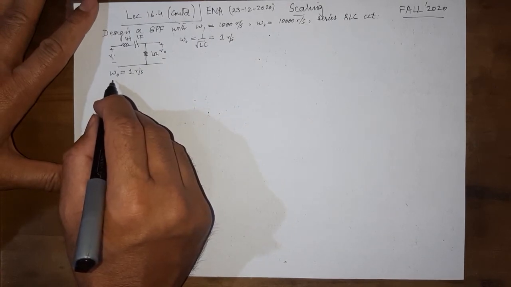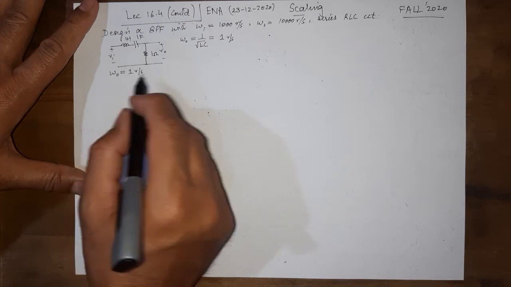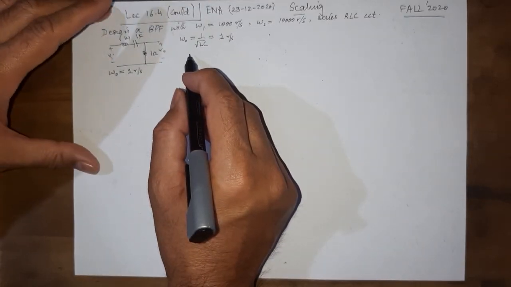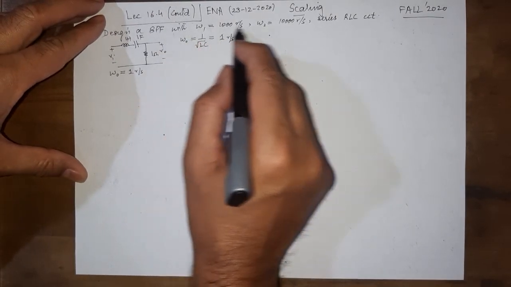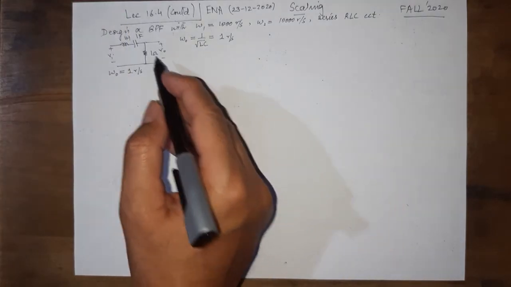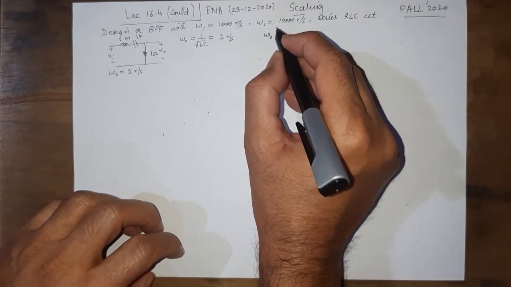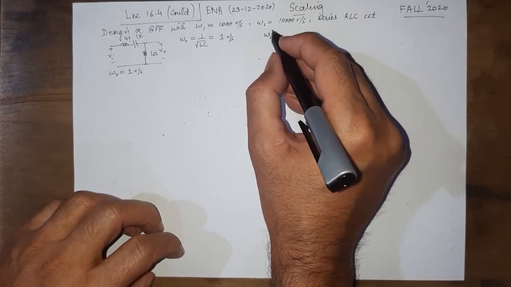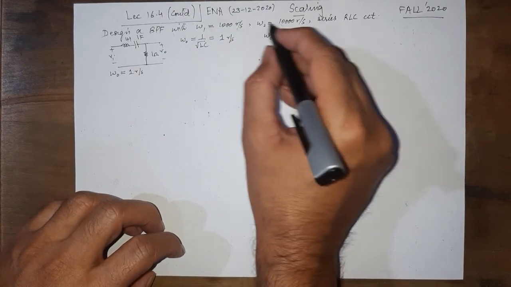and there were formulas for other parameters as well. We will come to that. So okay, now the question is to design this circuit. We know that we need to do scaling. This is the circuit, this is the cutoff. So let us find the omega naught, the center frequency that we are interested in. Let us find the new omega naught that we have to come up with.